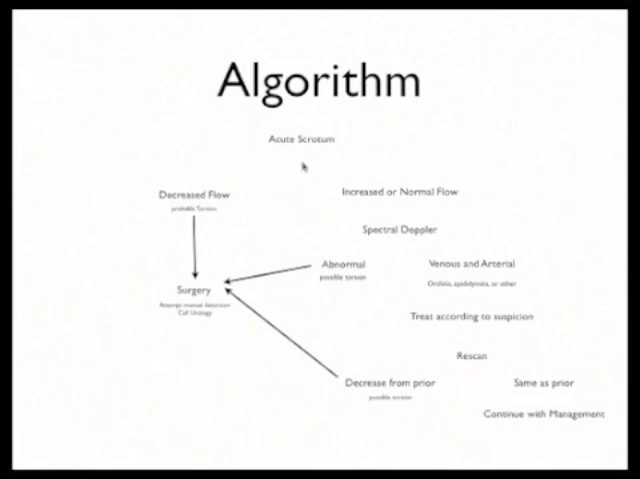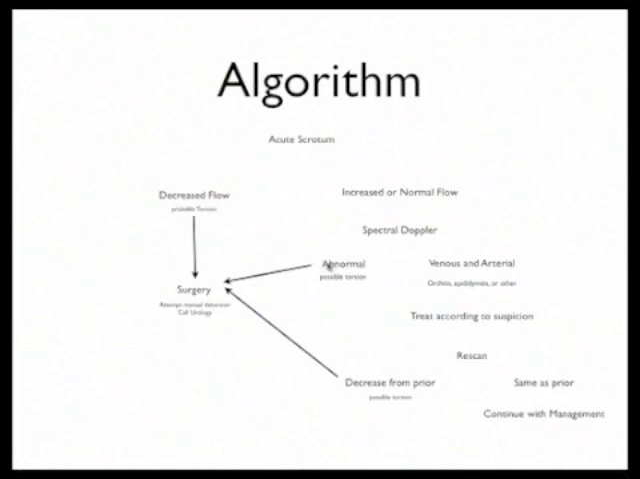If they have decreased flow, then that's a probable torsion. You send that patient to the OR. Call urology. You can attempt the manual detorsion then, but even if you do detorsion, of course, they need to go to the OR. If they have increased or normal flow, that's when I'm whipping out the spectral Doppler on them, because it's not necessarily that they obviously have orchitis, epididymitis, or something else from increased or normal flow. As we mentioned, they could have decreased venous flow when you do the spectral Doppler. If this is abnormal, then that's a possible torsion, and they probably need to go to the OR.